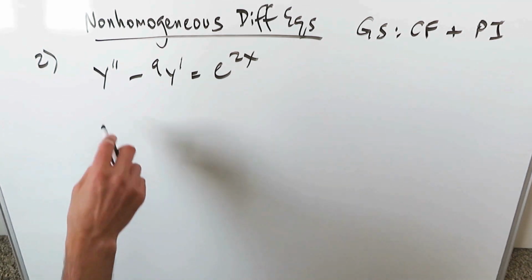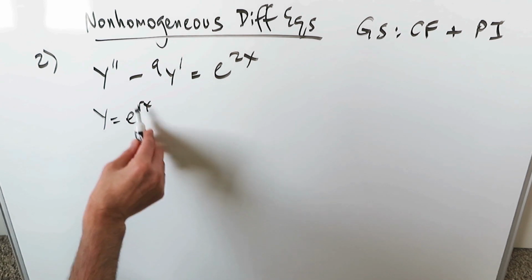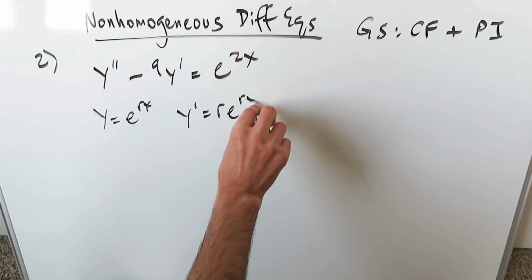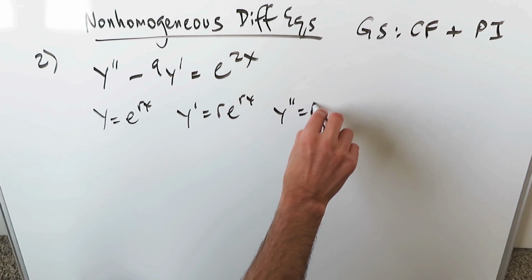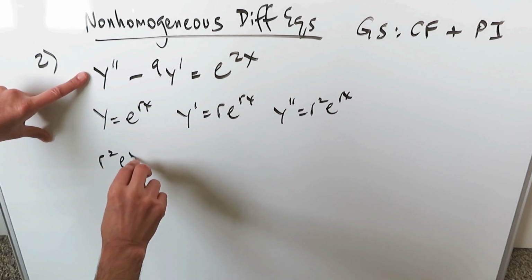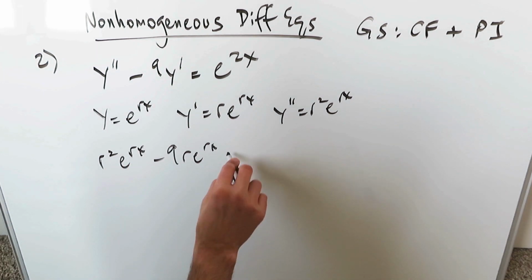You know you always have to do y is equal to e to the power of rx. Some people use m, some people use r. Then the first order derivative is r e to the rx. The second order derivative is r square e to the rx. And you post it right over here. I have r square e to the rx minus 9r e to the rx is equal to 0.